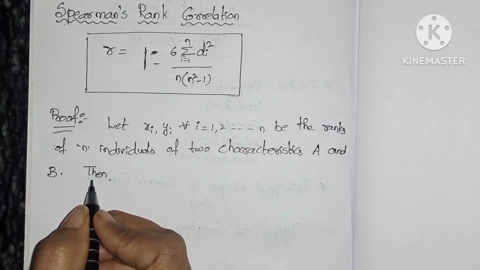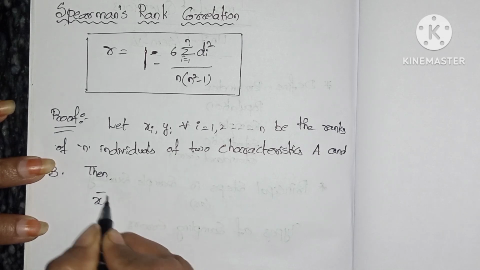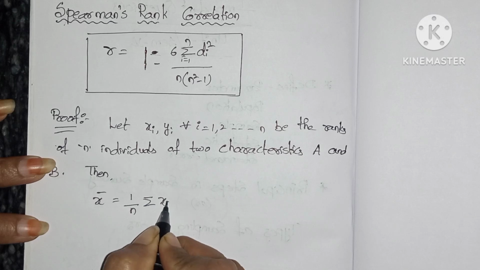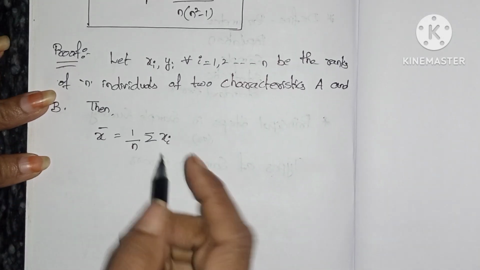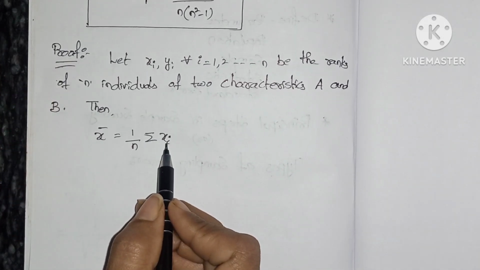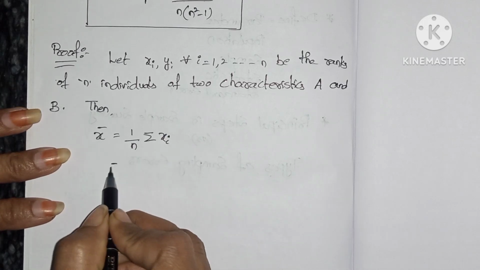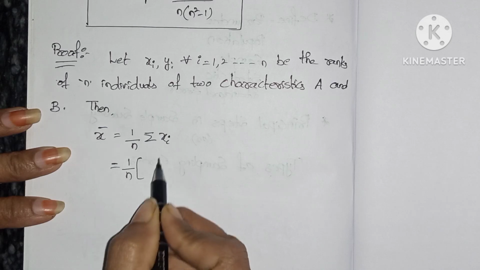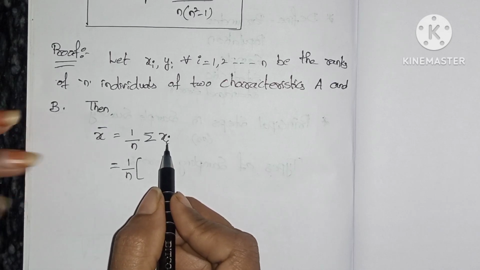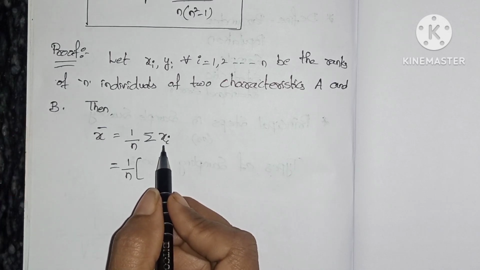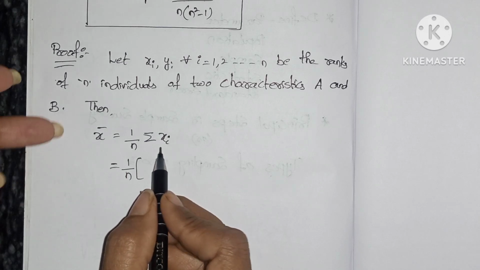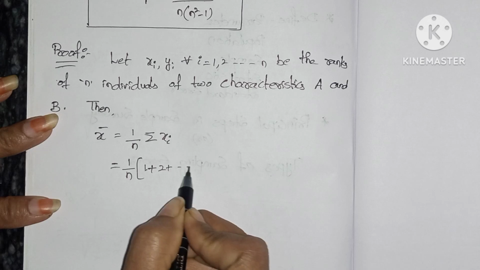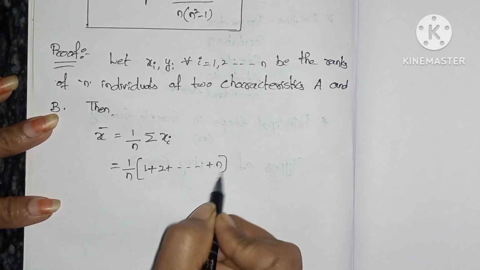Average in the sense of the mean. So x bar equals 1 by n summation xi. We all know the formula, no? Here xi is the observations of x. So 1 by n, summation, and I am going to write the observation values. The first observation may get the first rank, the second observation the second rank, like that. We have n observations, so 1 plus 2 plus and so on up to n. N ranks we have given.